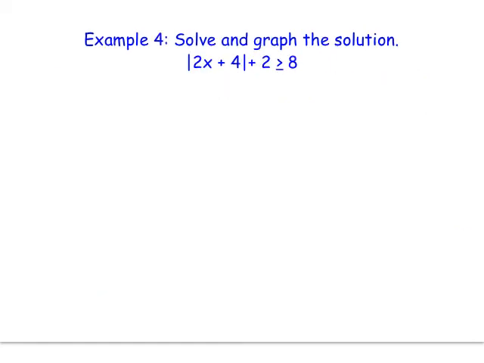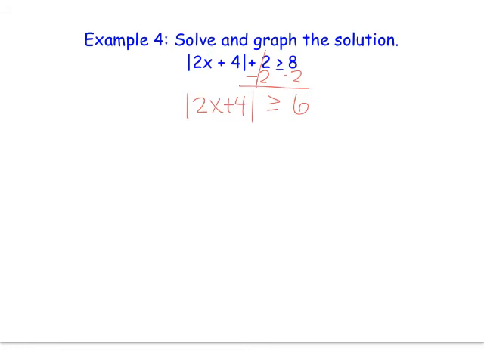Okay, this is our last example for this first set of notes on solving absolute value inequalities, and you'll see that this time we do not have the absolute value bars isolated. So step 1, isolate those bars by subtracting a 2 on both sides. So that leaves me with absolute value of 2x plus 4 is greater than or equal to 6.